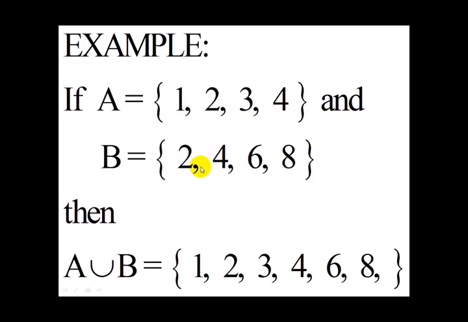What do I mean by repetition is ignored? When we look at the elements of the set A, we have an element 2. And that same element 2 can also be found in the set B. So when we are writing the union of A and B, we write it only once. We don't repeat the number 2. And the same thing applies to 4. So A union B equals 1, 2, 3, 4, 6, and 8.